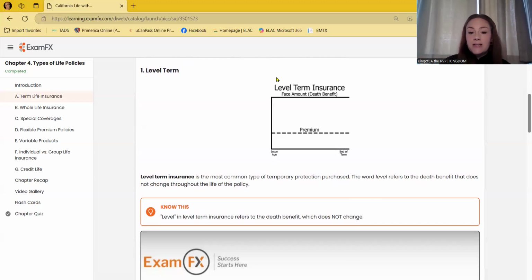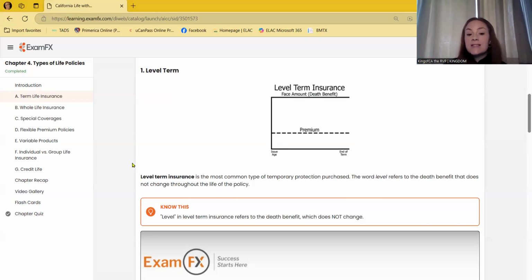But level term insurance works like this. We're going to see boxes, right? Here is the beginning of the term. Let's just say it's 30 years. Here we are. Here's the end of the term. Notice that our premium is not going up, is not going down. It is staying the same the entire time. Here we are at the death benefit. The death benefit is going level the entire time. It's not going up, it's not going down. That is how level term works, okay?